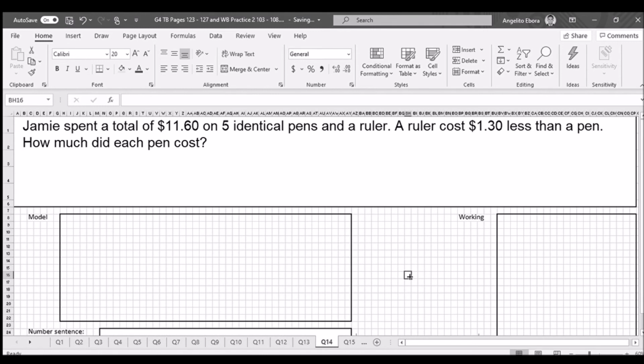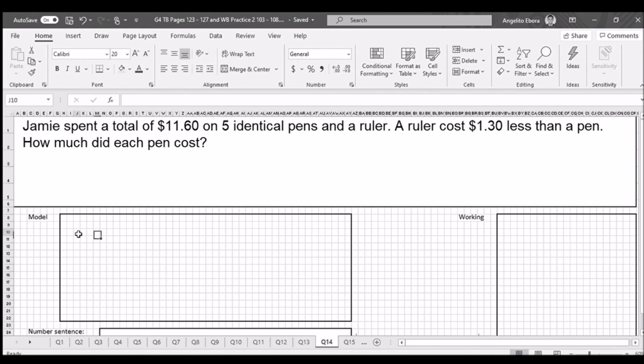Question number 14. Jamie spent a total of $11.60 on 5 identical pens and a ruler. A ruler cost $1.30 less than a pen. How much did each pen cost?